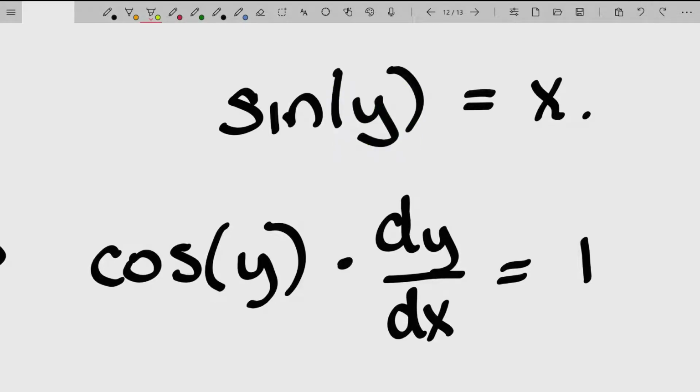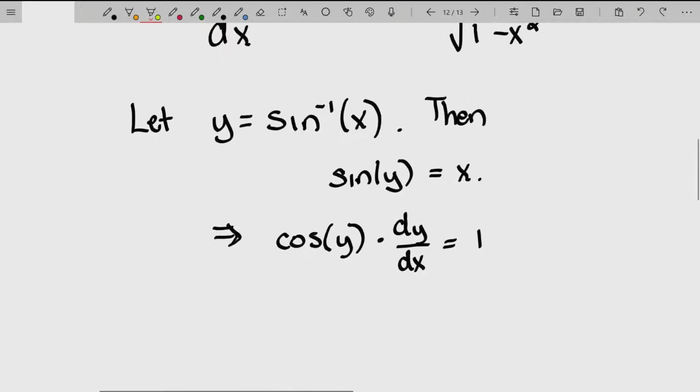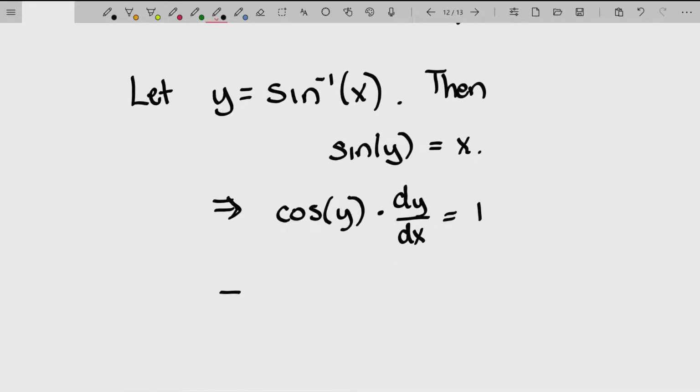And on the right-hand side, I took the derivative of x here, and that ends up being 1. If I divide both sides by cosine of y, I get the following. dy/dx is equal to 1 over the cosine of y. Now all we have to do is figure out what the cosine of y is.